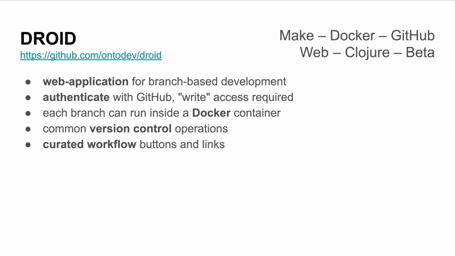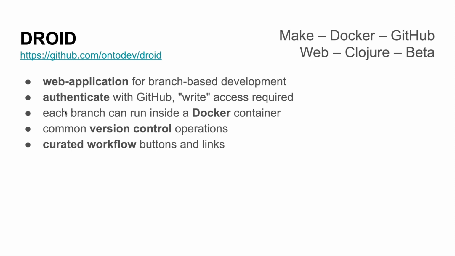Now, Droid is another workflow tool where, in particular, it's a web application for branch-based development of ontologies. All the tools that I've showed you so far, you need to run locally on your local computer, but Droid is a way of packaging up those tools and letting them run on a server. And so the first step is to authenticate with your GitHub credentials, and to make changes to the project, you need to have write access on the GitHub project.